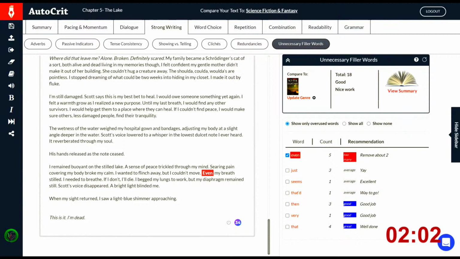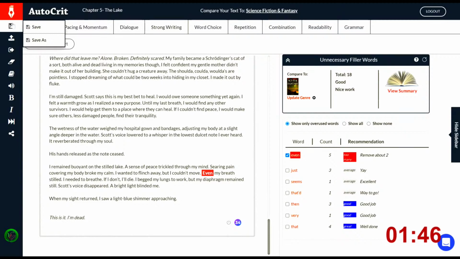I wanted to flinch away, but I couldn't move. Even my breath stilled. I needed to breathe. If I don't, I'll die. So this whole thing, I'm going to keep it. We only needed to remove 2, and we removed more than that. So that makes me very happy.